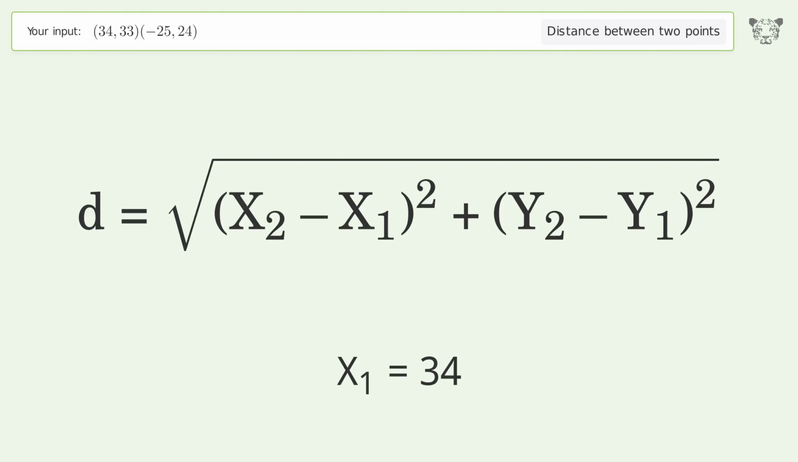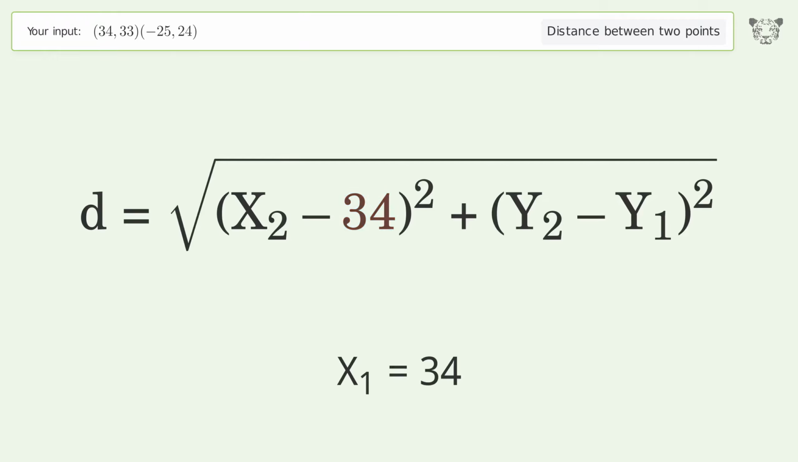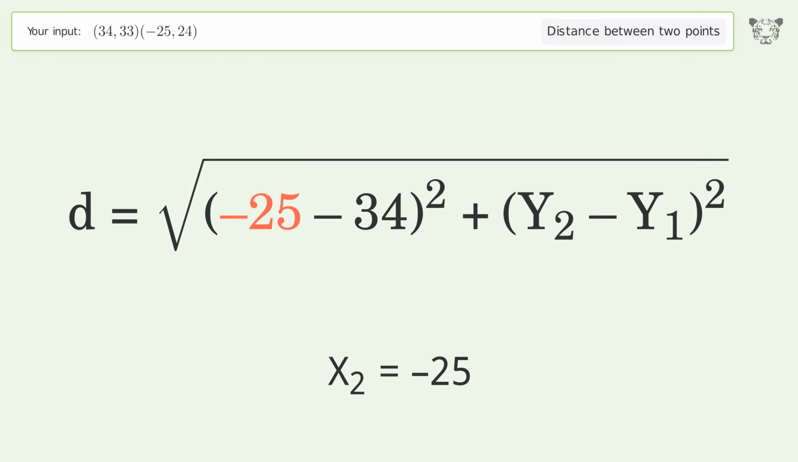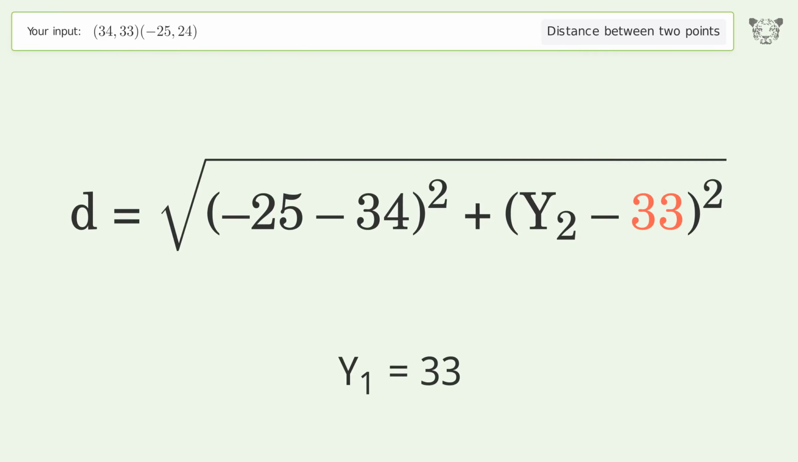x1 equals 34. x2 equals negative 25. y1 equals 33. y2 equals 24.